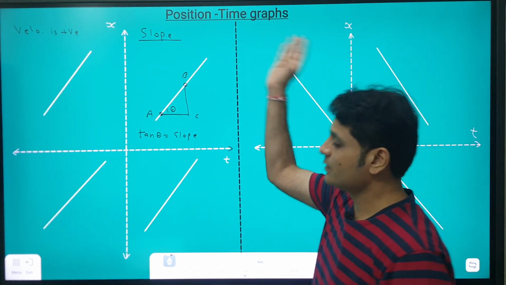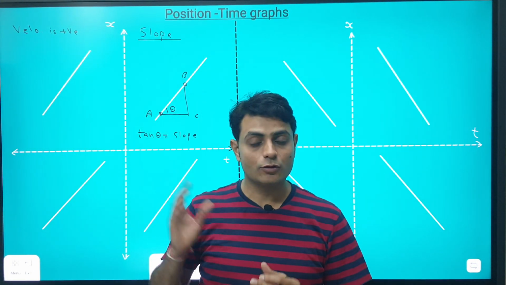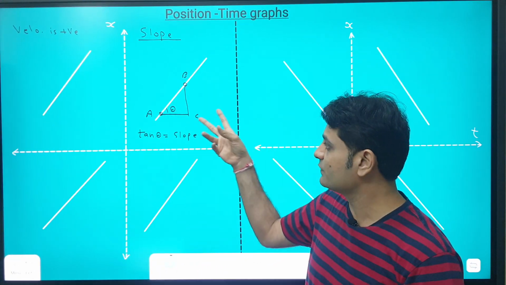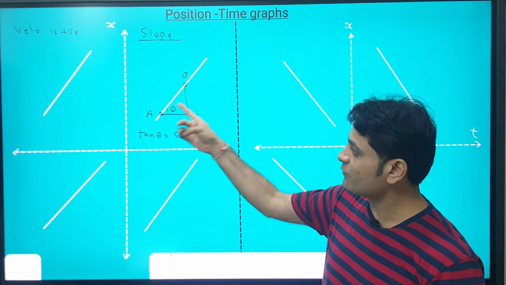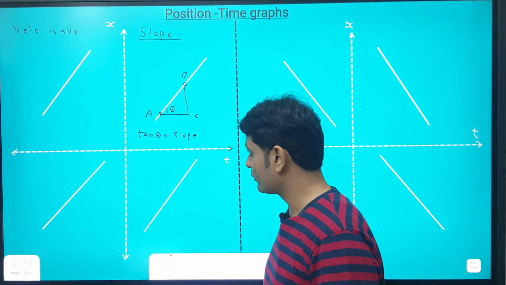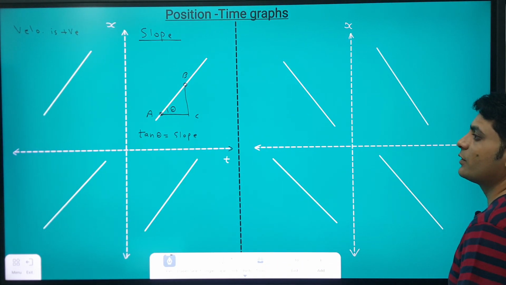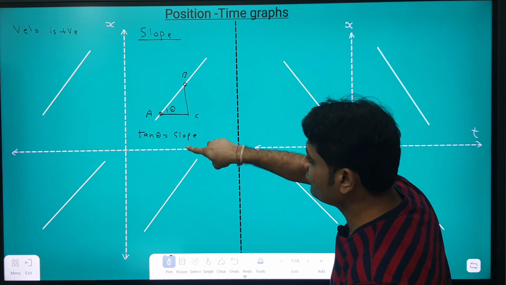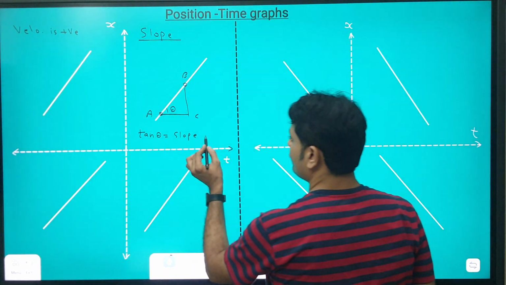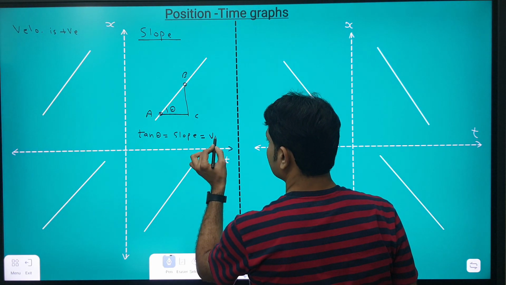It's not that the slope is found with this method only for the position time graph. You can find any kind of slope with the help of this formula. So tan theta gives the information about slope, and for a position time graph, if you are finding the slope, we will get information about velocity.